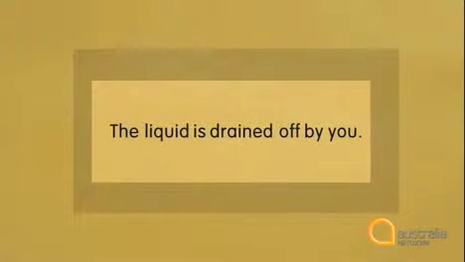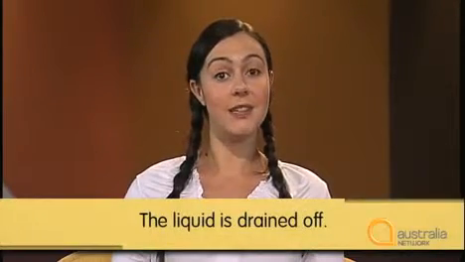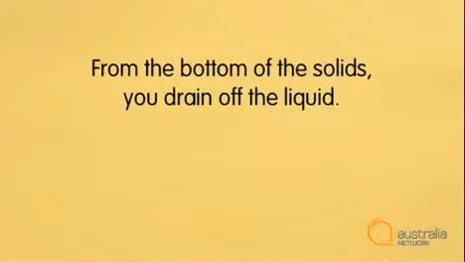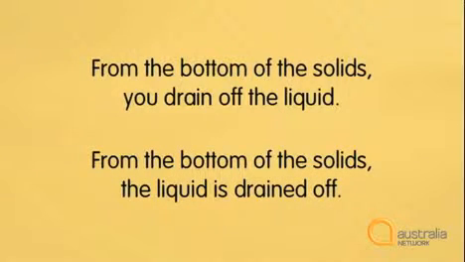Notice that we add the word by. The liquid is drained off by you. But in a process, we don't need to include the agent of the verb, so it usually gets left out. Our new, more formal sentence reads, the liquid is drained off. So let's go back to that full sentence. From the bottom of the solids, you drain off the liquid. From the bottom of the solids, the liquid is drained off.